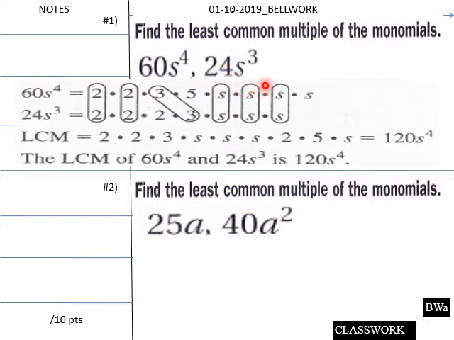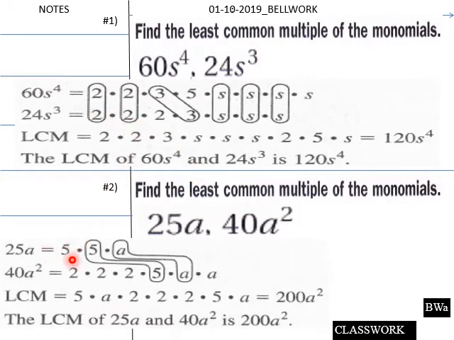24 will go into that 5 times, and then 60s to the 4th goes into that twice. So that would be the LCM of these two expressions here. And then for down here for number 2, same thing. We have 5 times 5 times a for the factoring up here. Then we have 5 times a for 40a squared here. We share these factors here. So we know our multiple will have an a squared to it.